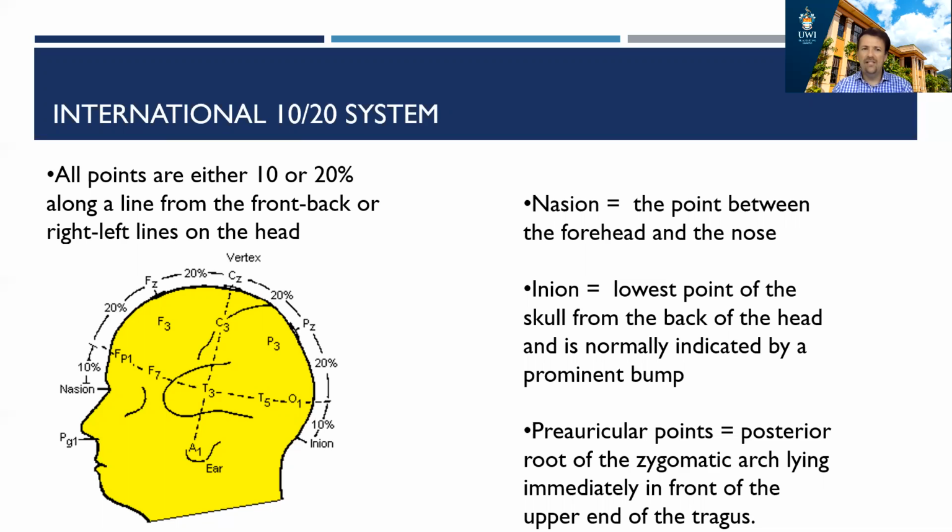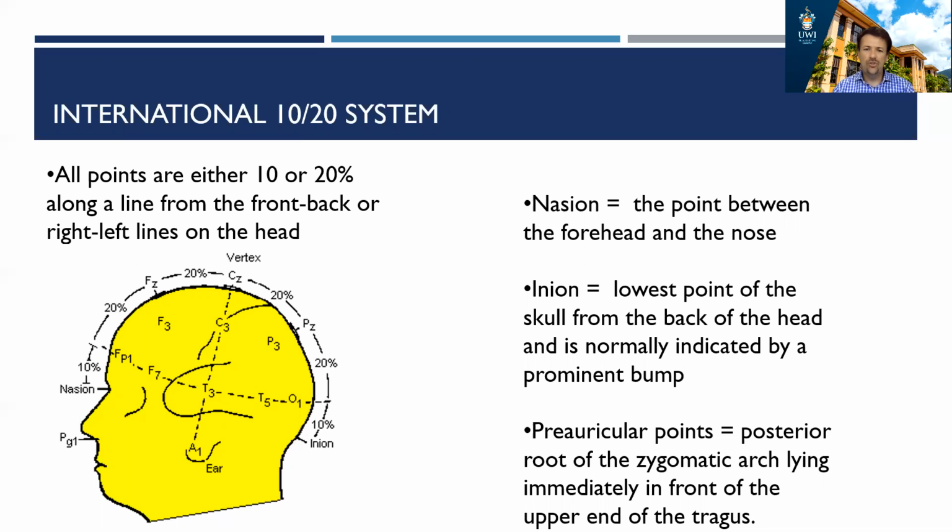Now, to identify these locations, you have to measure or draw some lines on the skull. You don't actually draw these lines, but these are imaginary points. The first line runs from the nasion, which is the point between forehead and nose, to the back of your skull, to a protuberance just above the neck called the inion. You measure that distance, and then you calculate 10% at each point along that line.